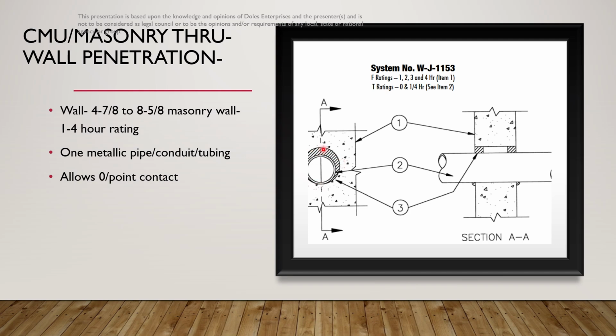We're going to have to measure this because if we are at 0 point contact, this section could only be 1 3/8. Again, each individual UL sheet will give specific criteria for these installations. It's important to read the UL sheet completely and then determine the application as shown and in the field.